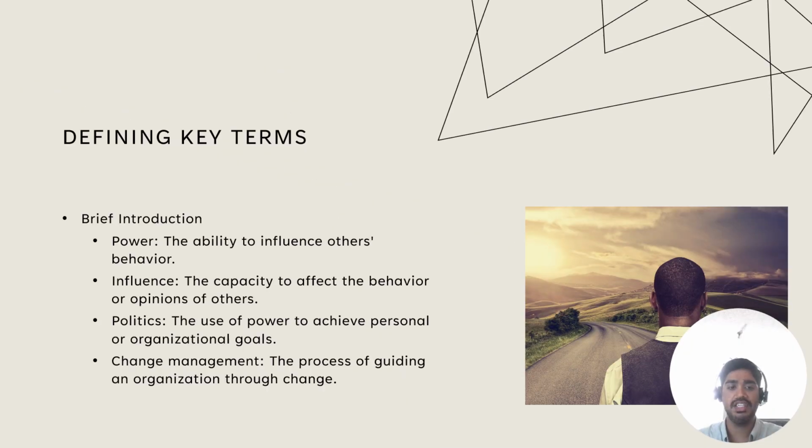For the introduction, I will be defining some of the key terms so that you can get familiar with them later on. Power is the ability to influence others' behavior. This is the foundation of understanding how organizations function. It is about the ability to get things done, whether through formal authority or informal influence. Influence is the practical application of power. It is about persuading others to support your ideas or actions.